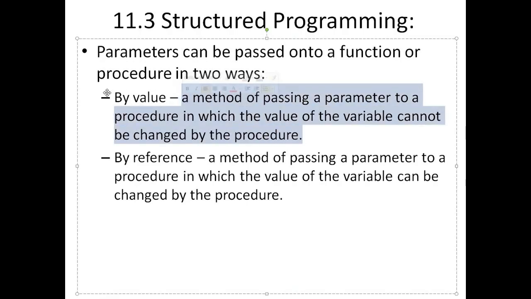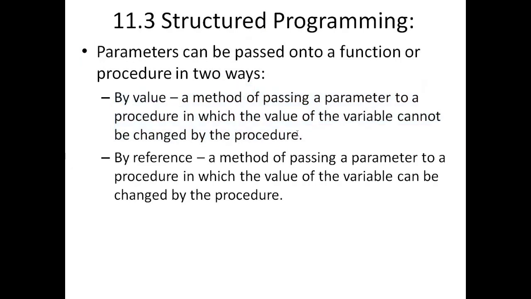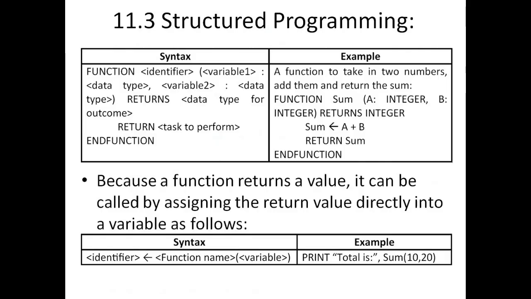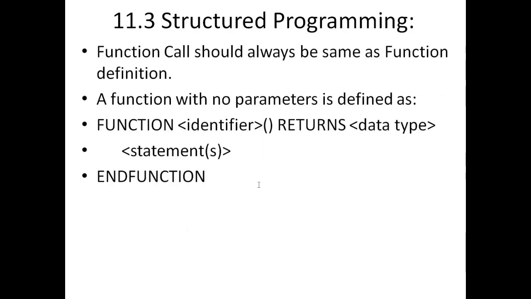This is known as passing parameters by value, where the procedure has no authority, no way of changing the actual values stored in those numbers. Like over here, when we made this sum function, the values of a and b do not get changed. Even after the sum is returned as 30, the values stored in a and b remain the same as 10 and 20. They don't change.